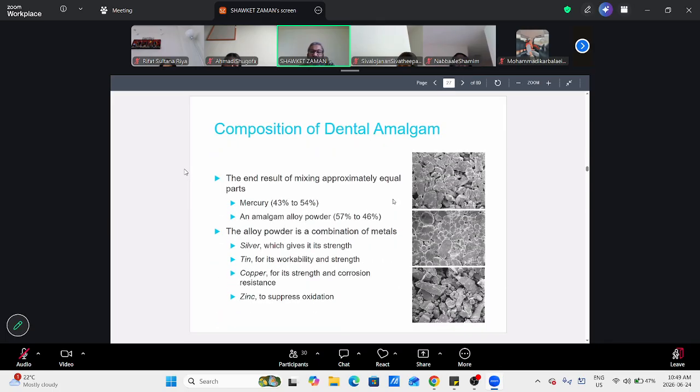What is the composition present in amalgam? As I mentioned, silver, tin, copper, and zinc. Silver, tin, copper, and zinc are a mixture, and this mixture is combined with mercury. Mercury will be 43 to 54%, and the alloy powders will be about 57 to 46%. So it comes to a 1:1 ratio.